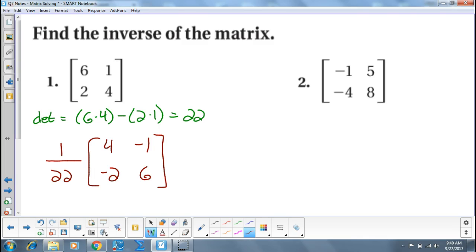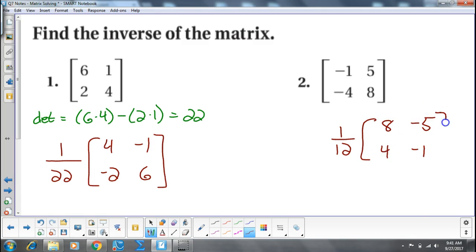On a calculator, which you'll learn tomorrow and Friday, I want to say, the calculator does it for you. It will distribute it in for you. But actually finding the inverse of a 2 by 2 is faster by hand than it is on the calculator. Just so you know. Very quickly doing this one over here. Negative 8 minus negative 20 is going to be 1 over positive 12, and then it's going to be 8, negative 5, positive 4, negative 1.